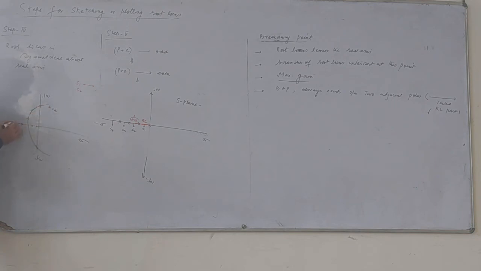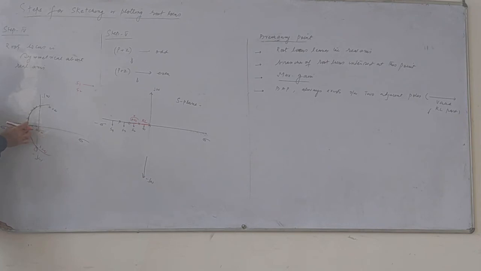Maybe some is there, and that is k equal to 0 to start, and the branch will start from here, like this, with these arrows showing. Another will move from here, and that will go to k equal to infinity. Maybe 0 is present or 0 is not present. If it's not present, then that problem will show 0.